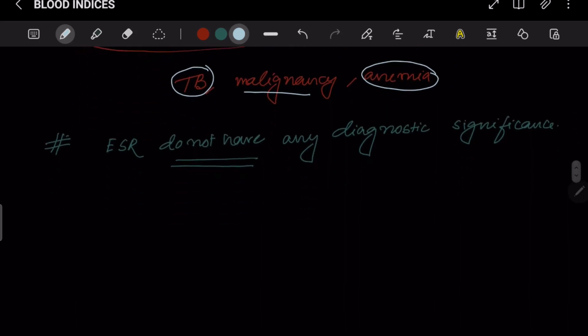But what ESR does provide is a prognostic significance. Prognosis means the progress of a disease. Once a disease is diagnosed, the ESR of the patient is recorded from time to time, and with continued treatment, ESR is measured at regular intervals. If the ESR decreases, it means that the patient's condition is improving. Thus, ESR does not have any diagnostic significance, but it does have a prognostic significance, and that is why measurement of ESR is important.